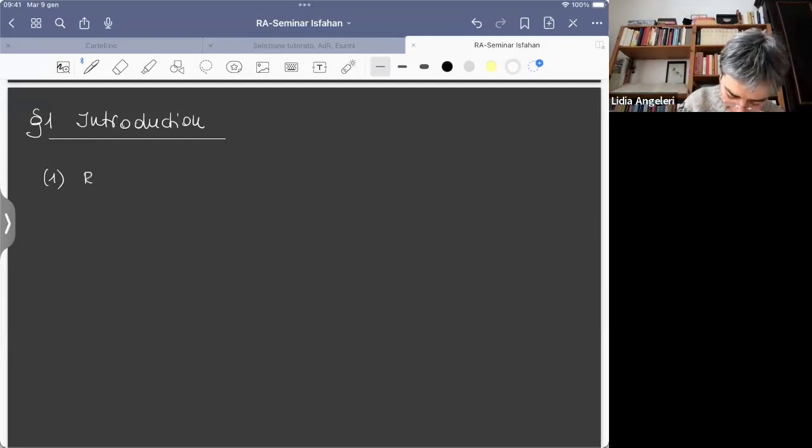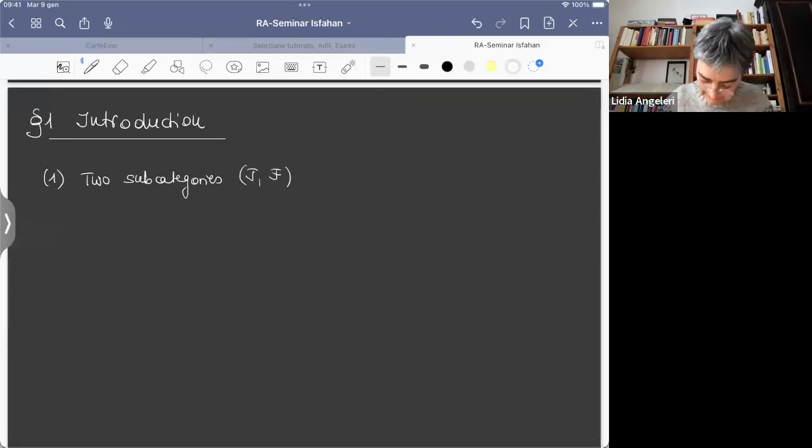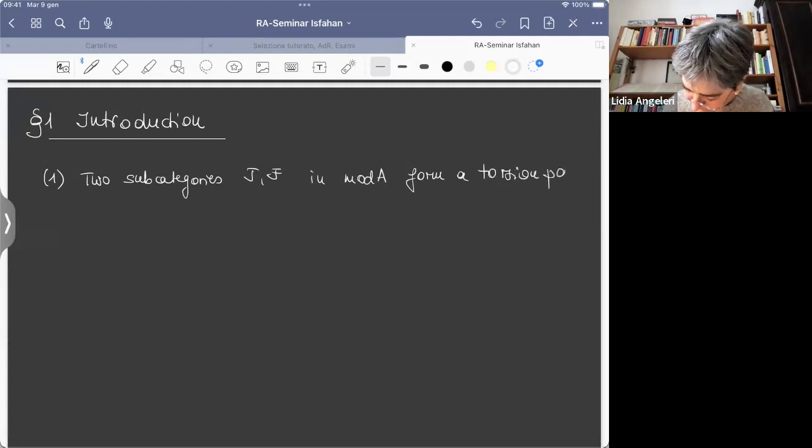So recall that two subcategories T, F in mod A form a torsion pair (T, F) if we have two properties.